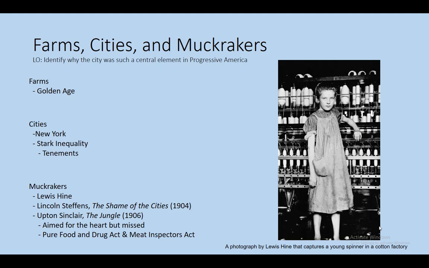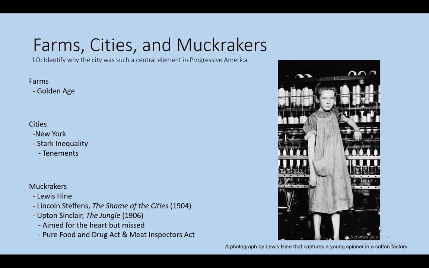Muckrakers were a new generation of journalists, and they were writing for these mass circulation national magazines. And many of them set out to expose the ills of industrial and urban life. Many of them thought that corporate greed was undermining traditional American values, and so they sought to expose this. One of the most important is Lewis Hine.